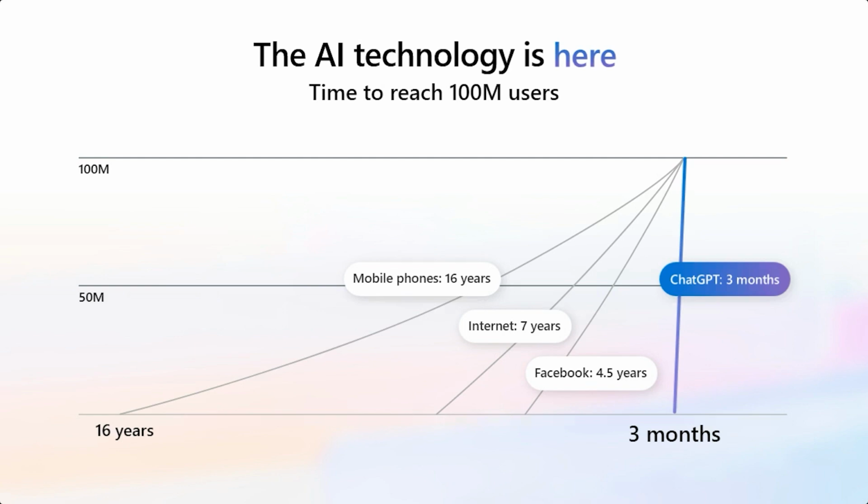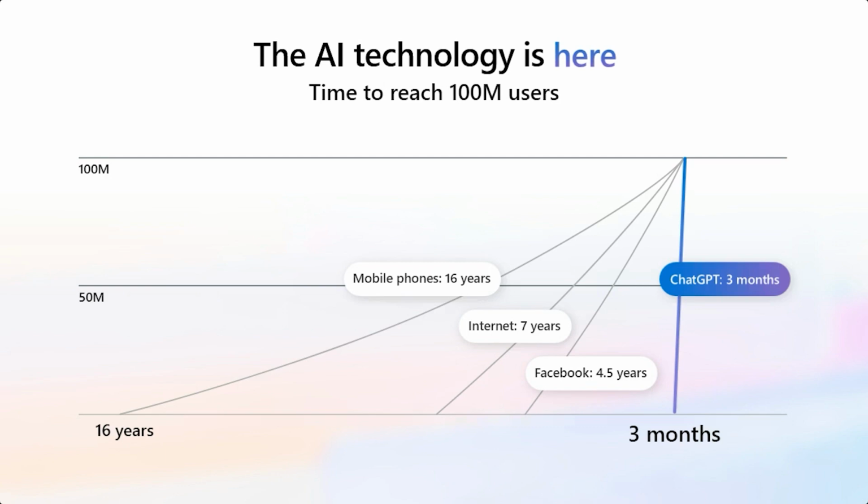So historically, when new technology is diffused into the marketplace, there is a gradual slope towards adoption to reach 100 million users. If you look at mobile phones, that took them 16 years, so very gradual slope. The internet took 7 years to reach 100 million users, and about half that time for Facebook, but it only took ChatGPT 3 months to reach 100 million users. So the dynamic of the speed to market and the diffusion is like we've never seen before.